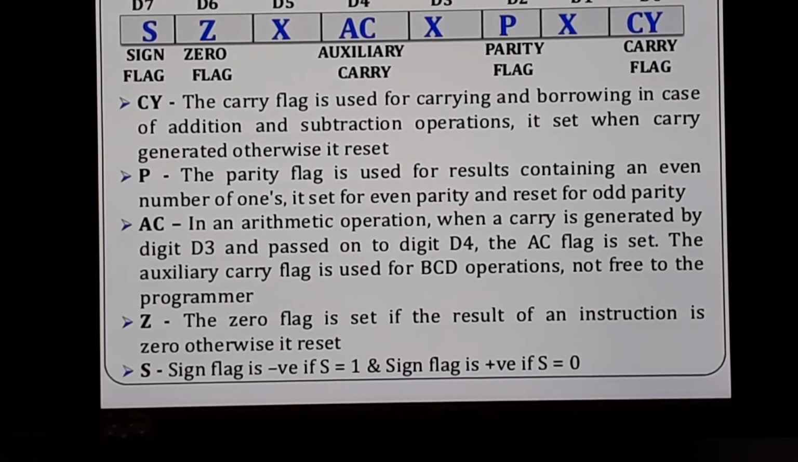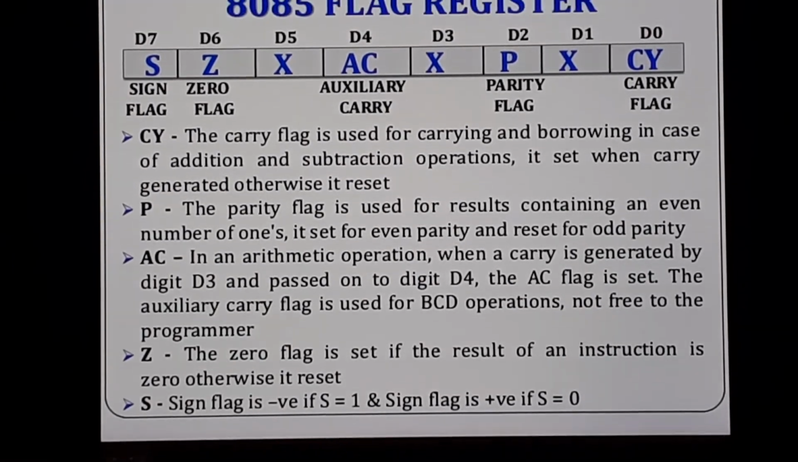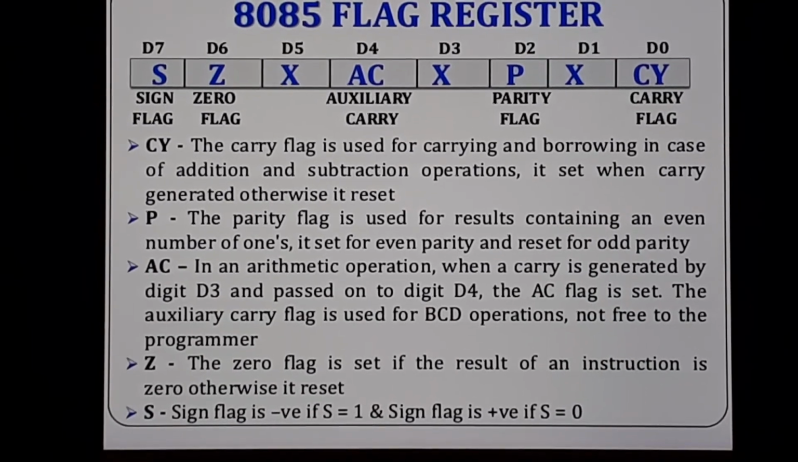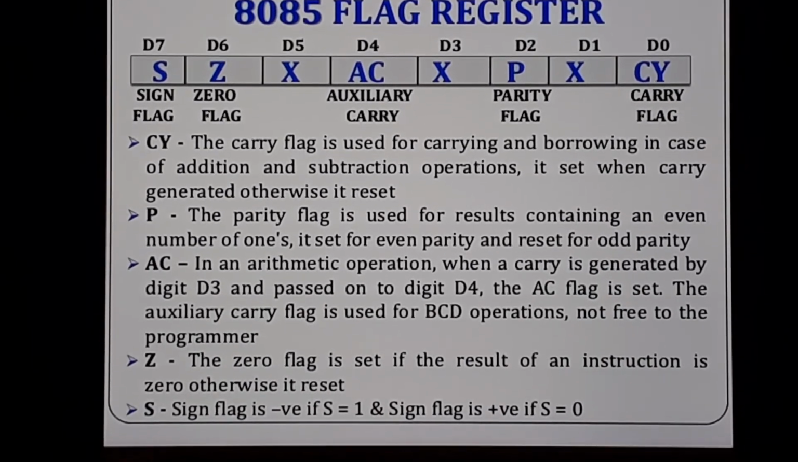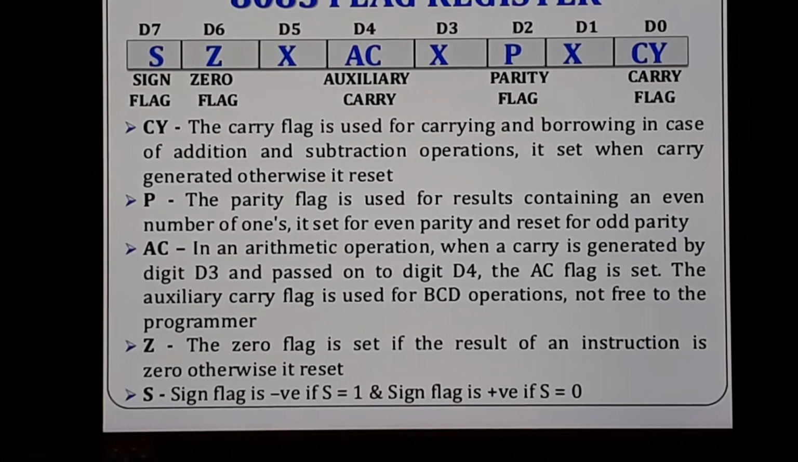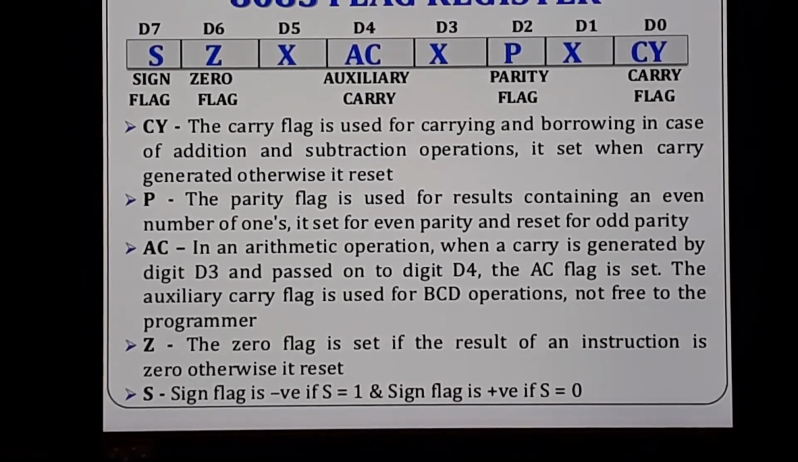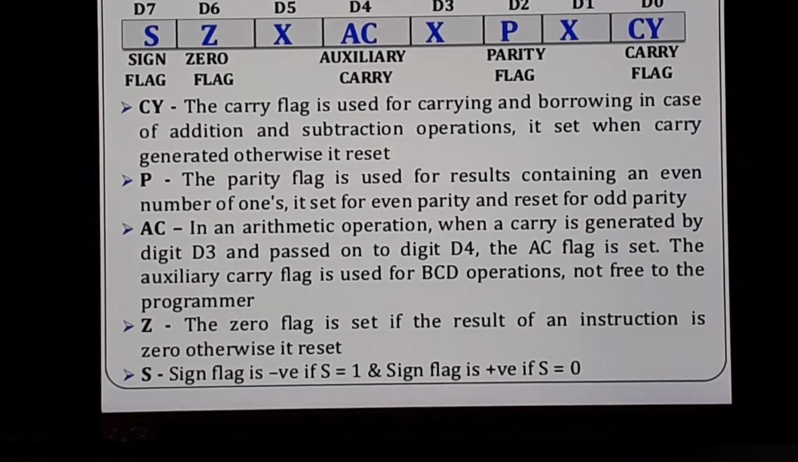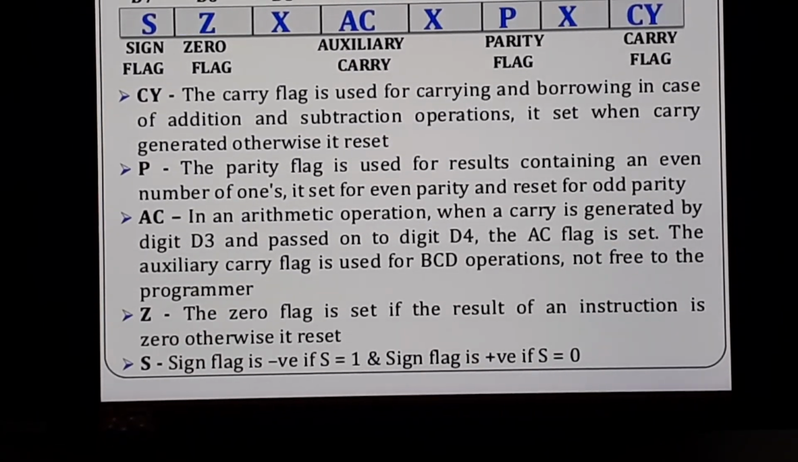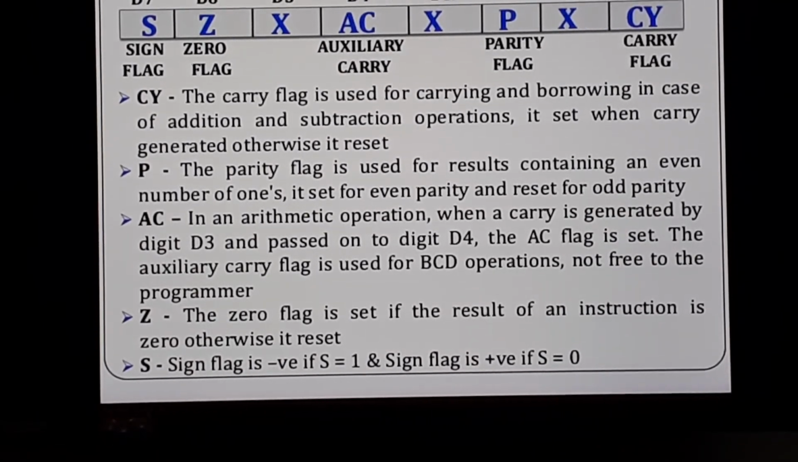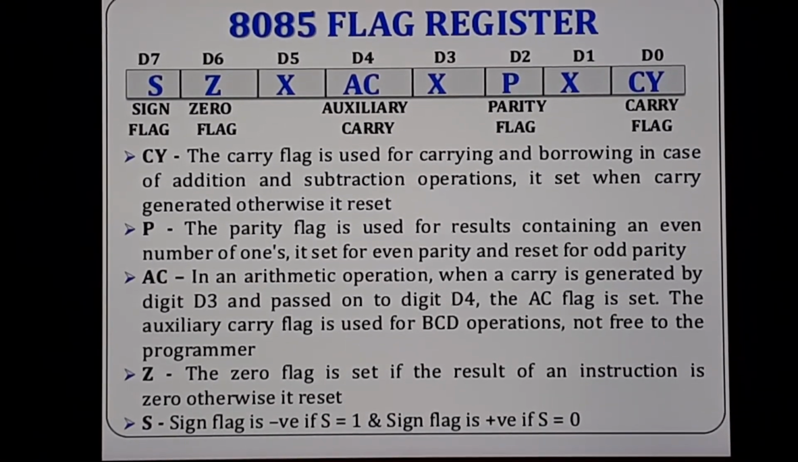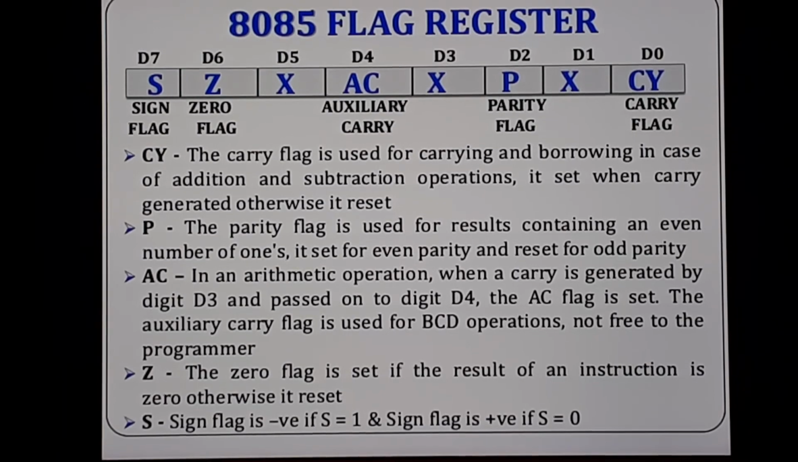So this was your flag register explanation. That was the last block in your block diagram of the 8085 microprocessor. In the next video, we'll see the continuation of this flag register with examples, which you will understand better, and I'll give you some sums related to the flag register for homework. You can ask me on WhatsApp, or call me if you have any doubts.